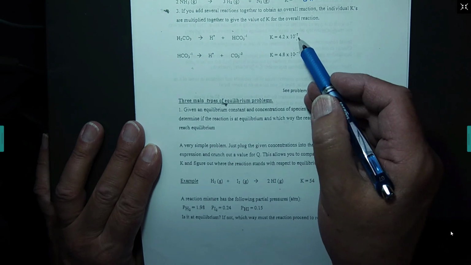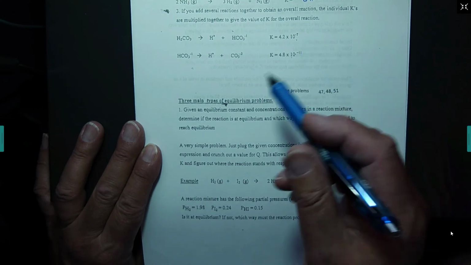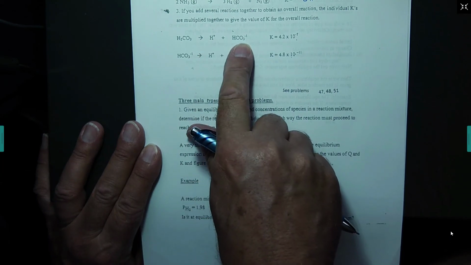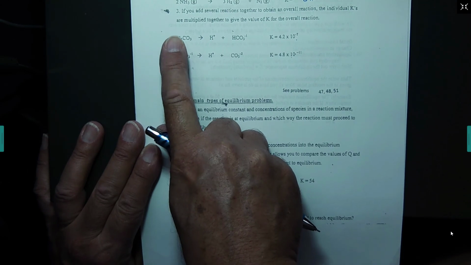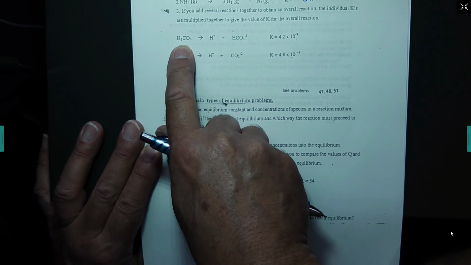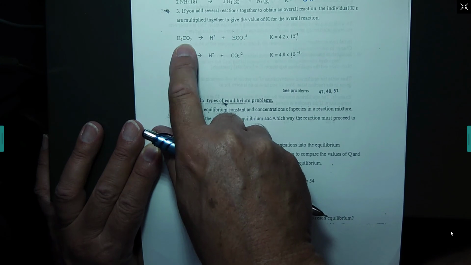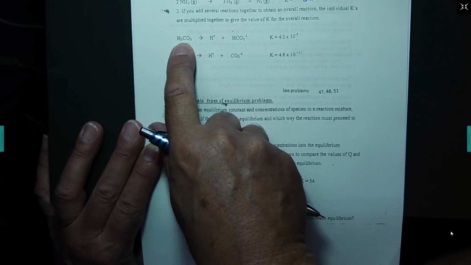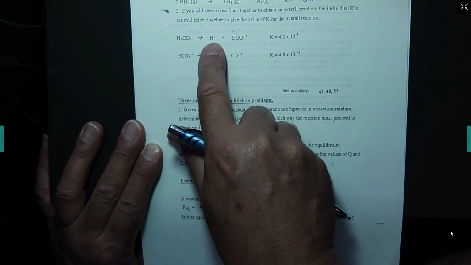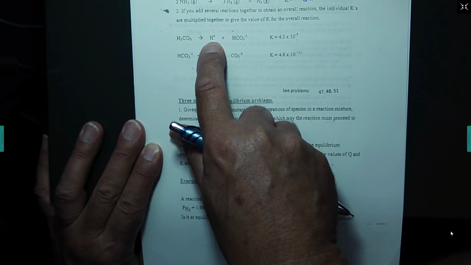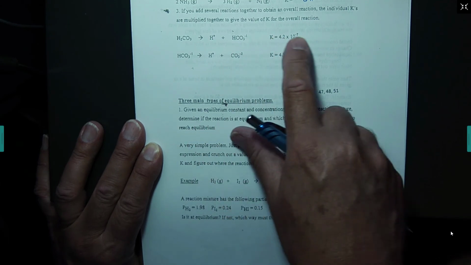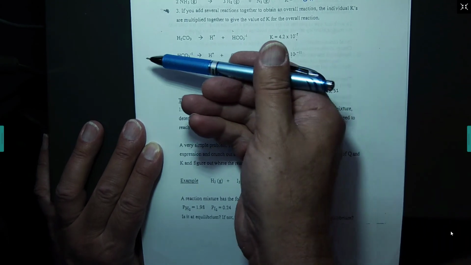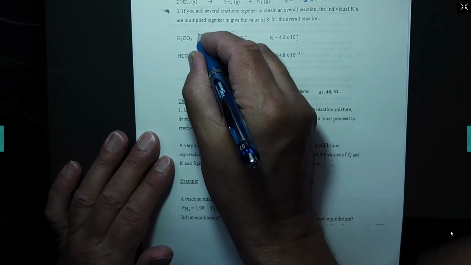Real quick, that 10 to the negative 7th, what do you think that means? Does that mean the equilibrium lies mostly towards products or mostly towards starting material? Carbonic acid is a real weak acid, so if you have a solution of carbonic acid, most of it exists as this stuff. And a very, very small fraction will exist as H plus and HCO3 minus. So small value means the equilibrium really lies that way. I guess I should put my arrows in here.